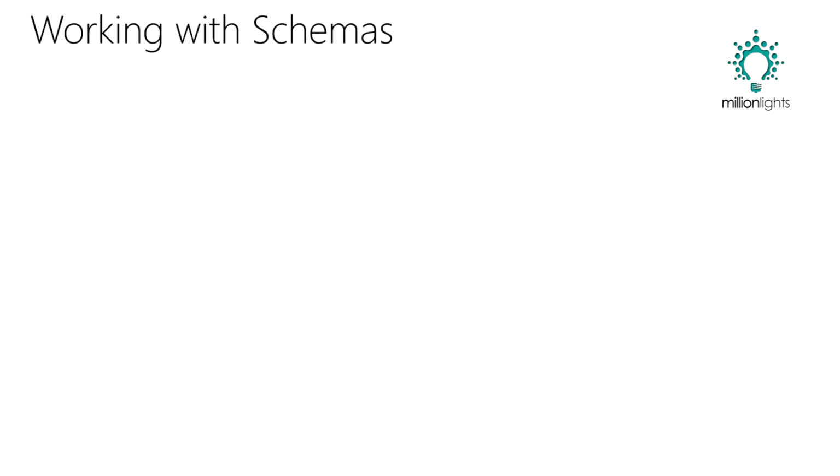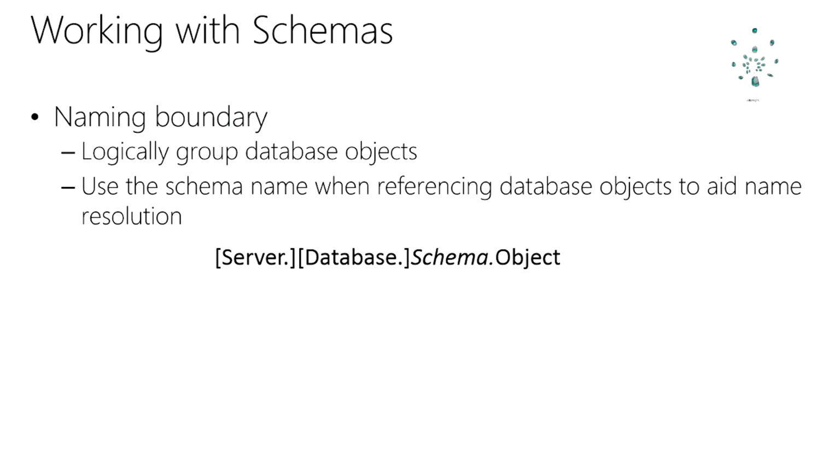We saw some in the example there, or at least we saw the DBO schema. Tell us a little bit more about schemas. So the idea behind schemas, first of all, where we use schemas is for a naming boundary. It's a way for us to logically group database objects. And this is where we talked about using the schema name when referencing objects before. And this is really important when we talk about name resolution of objects.